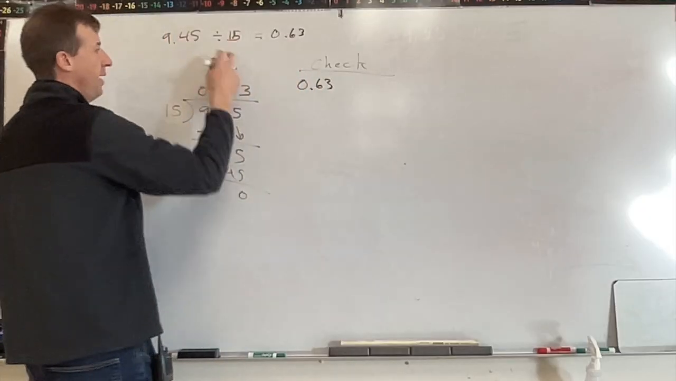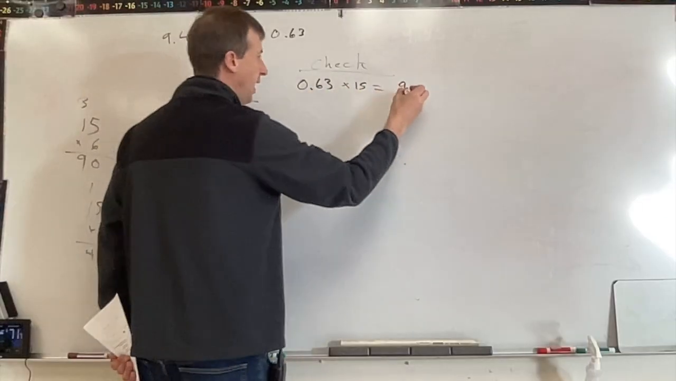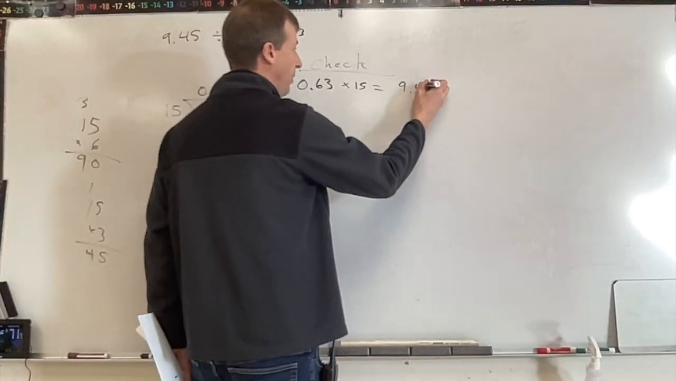0.63 times 15 should equal 9.45. I want to see if that's true. To see if it's true, I'm just going to do the multiplication.